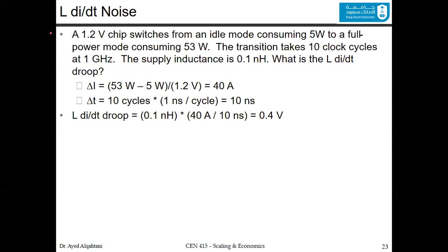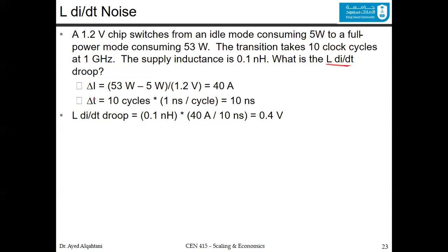Now, to get the L, the inductance in Henry, times the derivative of the current over time noise, here's an example. If a 1.2 volt chip switches from an idle mode, which consumes 5 watts, to a full power mode, which consumes 53 watts. The transition takes 10 clock cycles at 1 gigahertz. The supply inductance is 0.1 nanohenry, that's the value of L. What is L times the derivative of the current over time? This is called a droop as well. So we want to find this value.